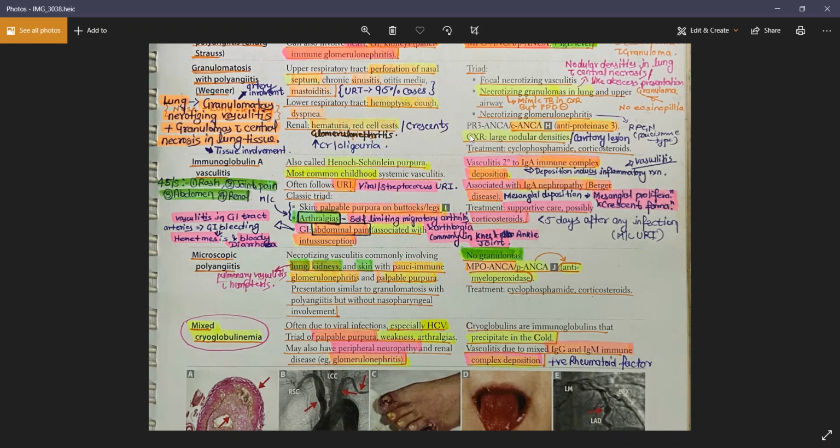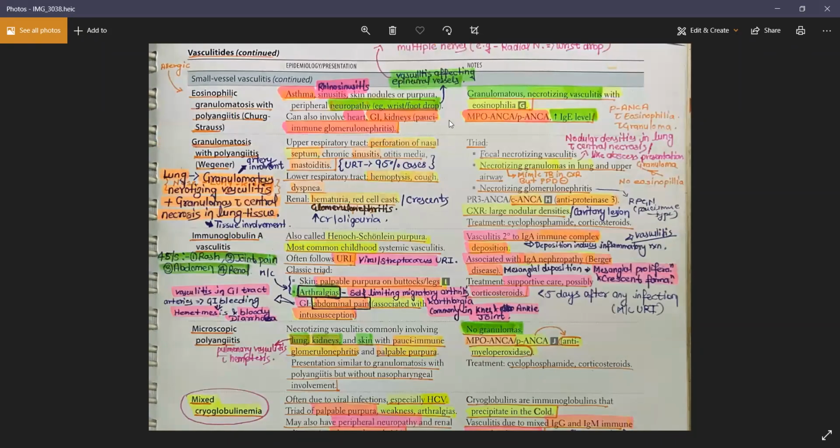On the chest X-ray, you can see large nodular densities or sometimes cavity lesions. Nodular densities because of the granuloma formations, and cavity lesions because the granulomas cause necrosis of the area. Treatment, again, because it is a kind of autoimmune disease, you will give the patient glucocorticoids. Any doubt in both diseases?